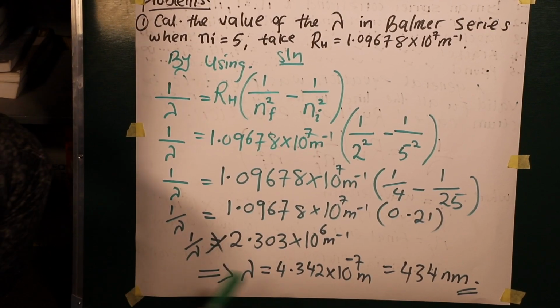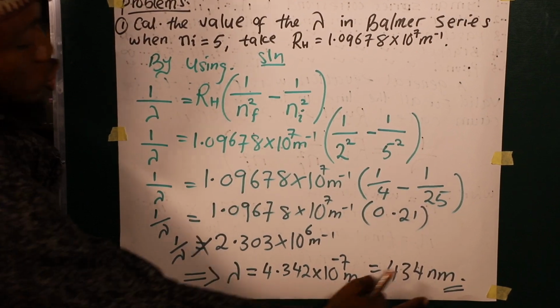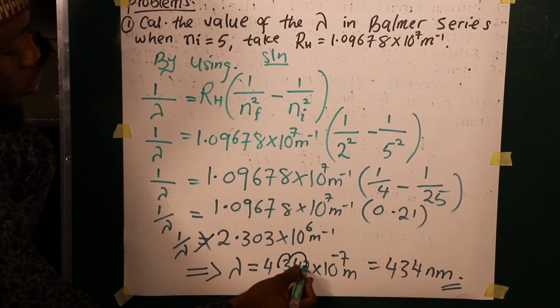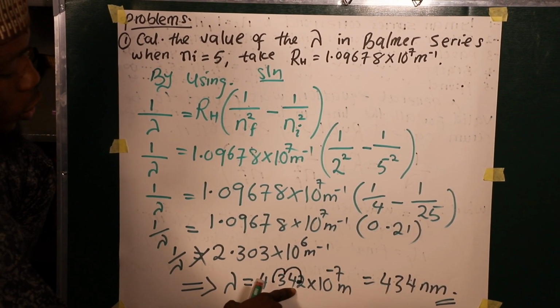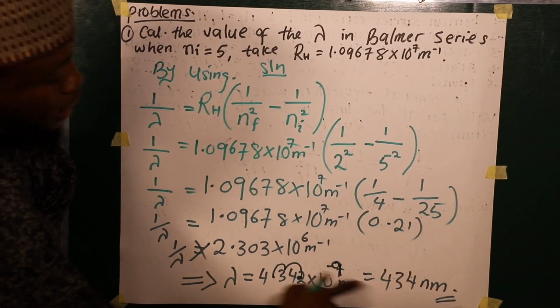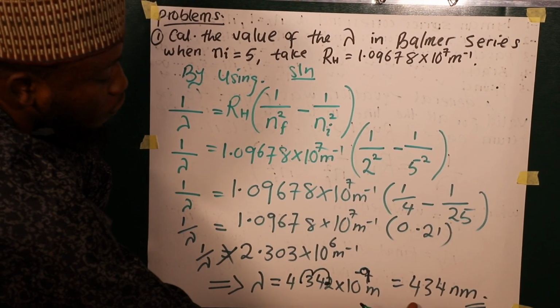But always leave your answer in nanometer. Since we are going to leave our answer in nanometer, we have to convert meter to nanometer by moving this decimal point 2 places to the right. That is, we have 434.2. Then this 7 becomes minus 9. Then we have 434 nanometer.